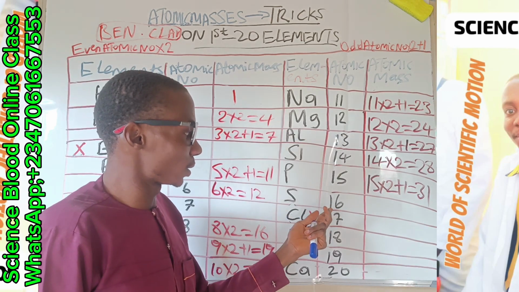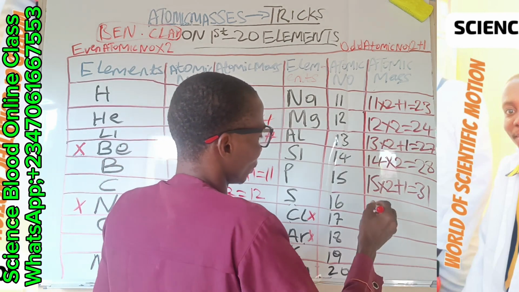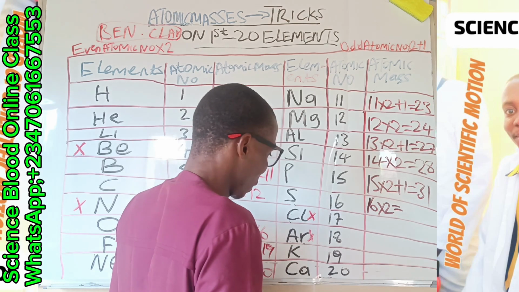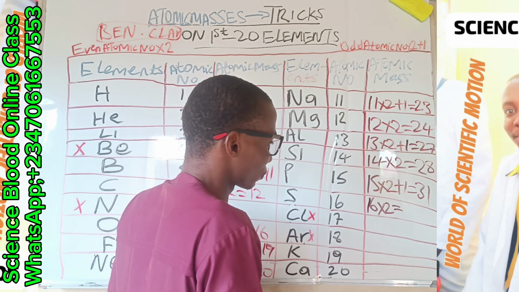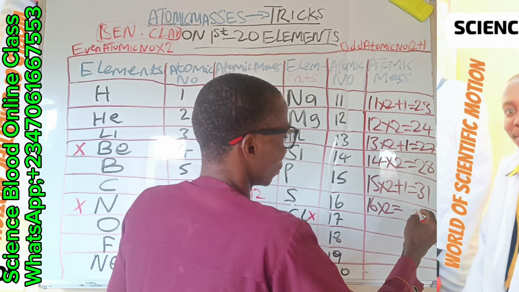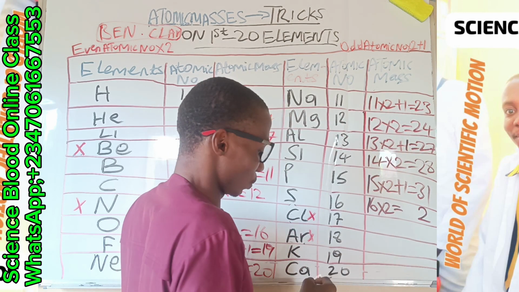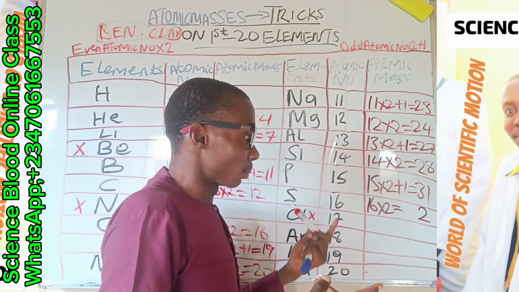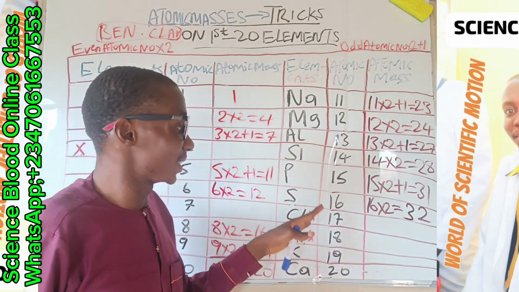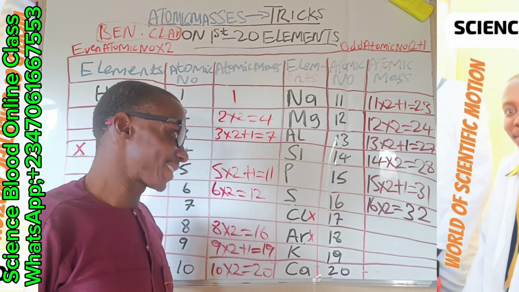Then let's move to sulfur. Sulfur is giving us here 16, and this 16 is divisible by 2. So let's continue. Now you have 16 multiplied by 2 equals, now what are you going to do? So 2 times 6 is 12. Write 2, carry 1. Okay, then 2 times 1 is 2, plus the 1 that you carry, that should be 3. So we have 32, and 32 is the atomic mass of sulfur.